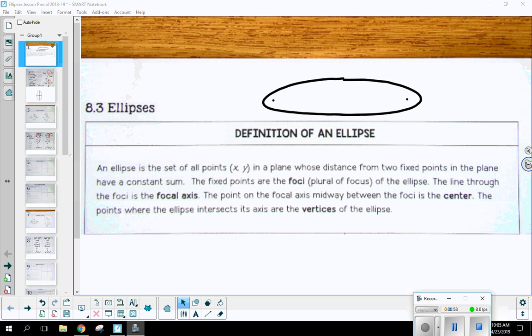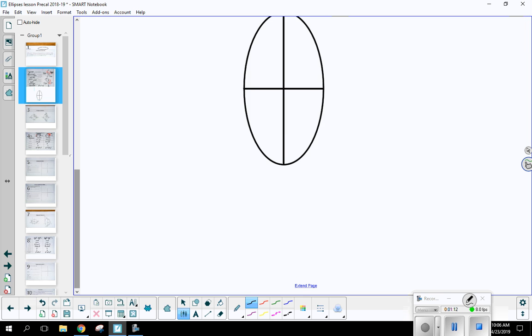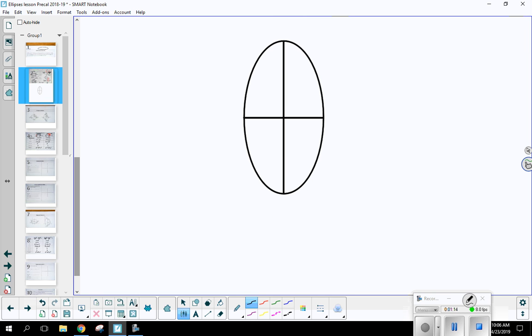All right, but let's take a look at ellipses. An ellipse is the set of all points in a plane whose distances from two fixed points in the plane have a constant sum. Okay, so let's talk about what that means. Let's diagram this. So we did one yesterday that was horizontal, and let me kind of take a step back.